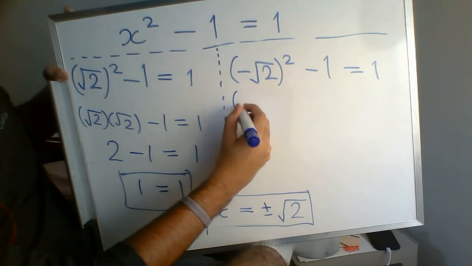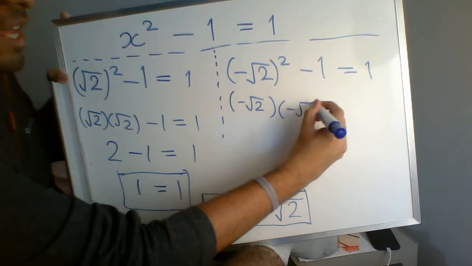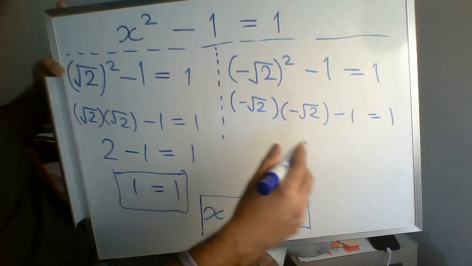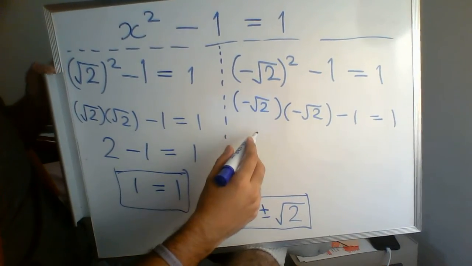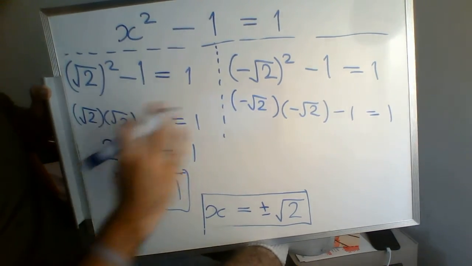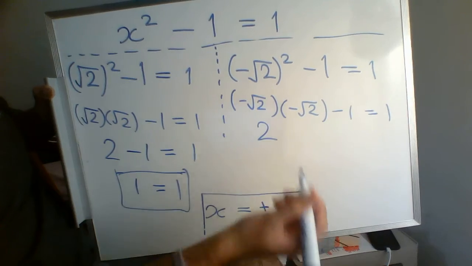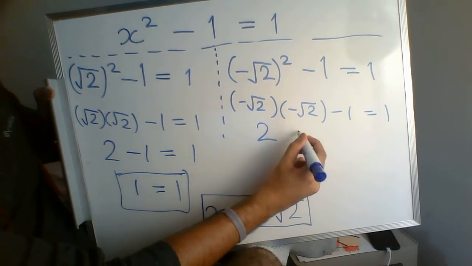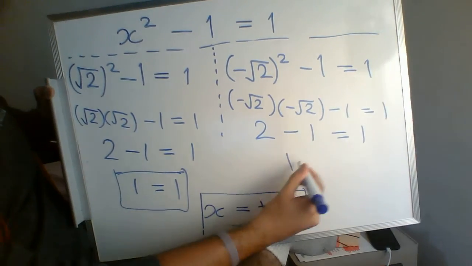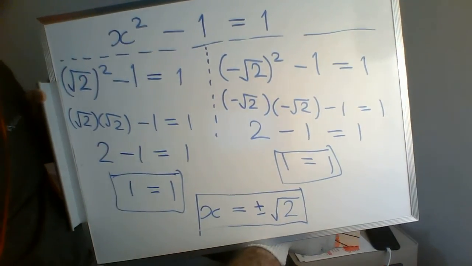Now over here, it's going to be negative square root of 2 times the negative square root of 2, minus 1 equals 1. Now this is a negative times a negative, so our answer is going to be positive. And we know from over here that the square root of 2 times the square root of 2 is just going to be 2. Those negatives have disappeared. We keep that minus 1 equals 1. 2 minus 1 equals 1. And again, we can see that the math checks out.